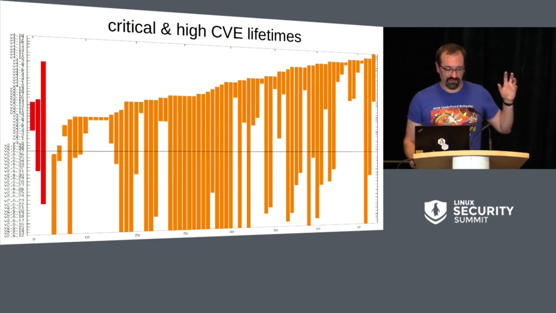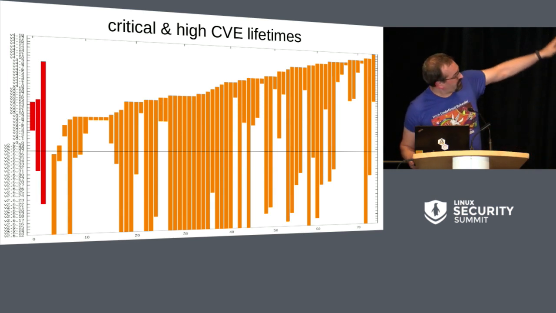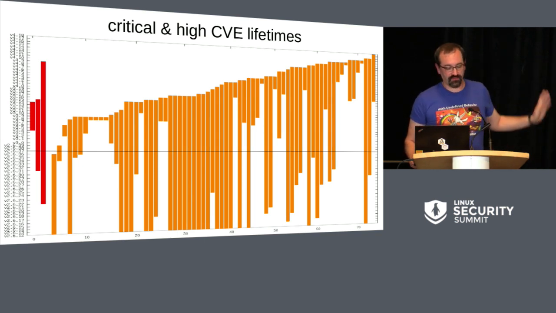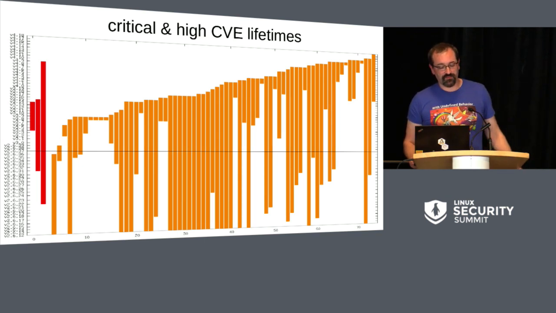And this is the graph I have generated before of the lifetime of a bug when it was introduced. This is kernel versions along the one side. When it was introduced and when it was fixed, critical and high. So the longer lines have a longer lifetime.